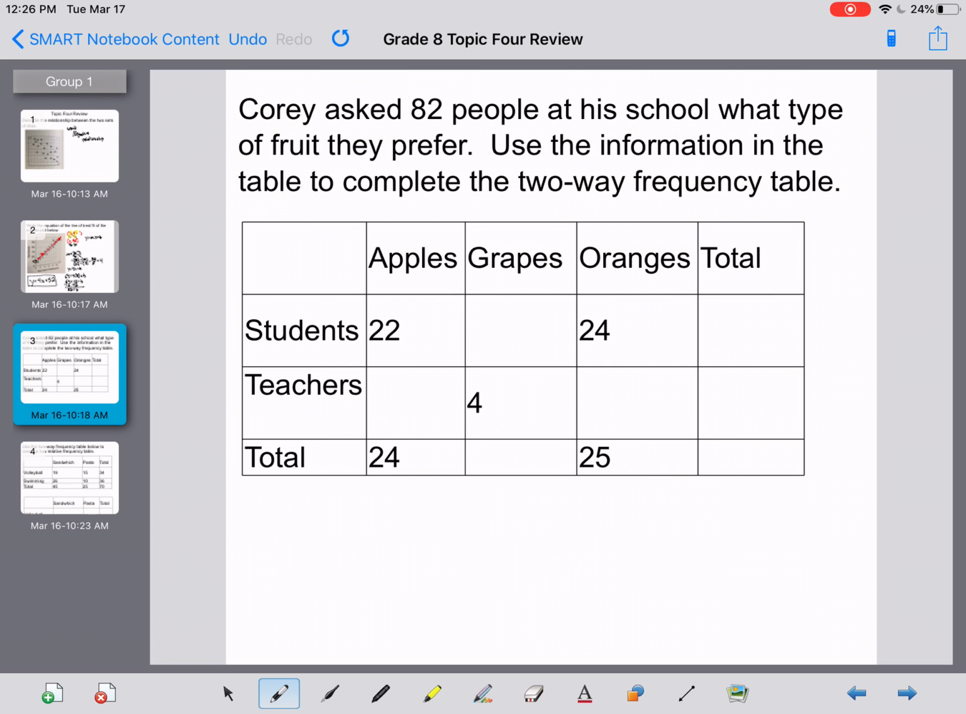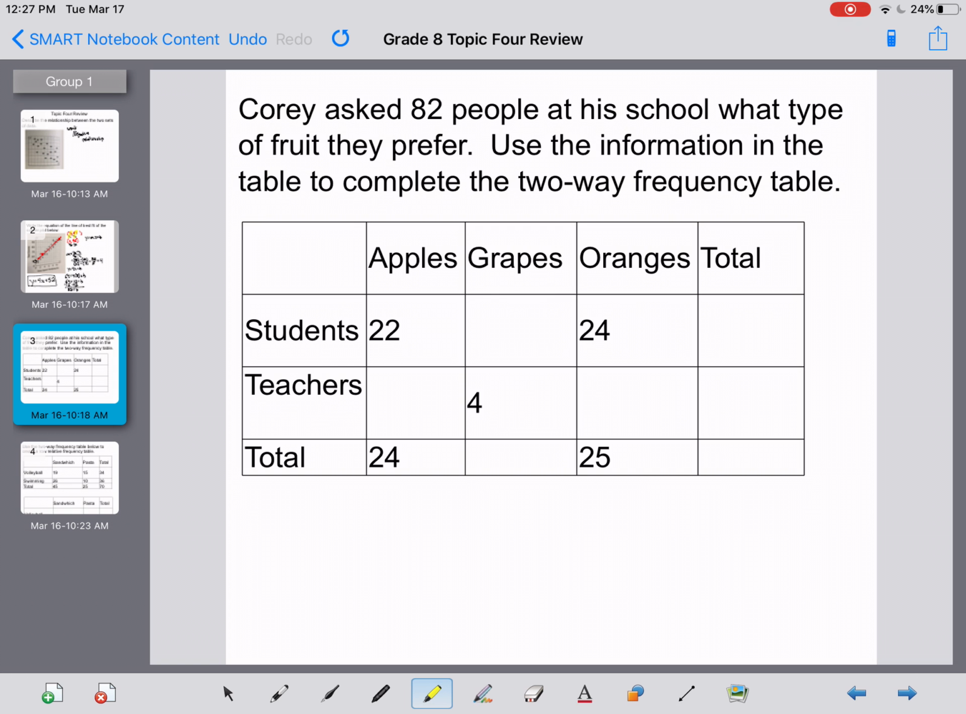Corey asked 82 people at his school what type of fruit they prefer. Use the information in the table to complete the two-way frequency table. Take a second to copy down the question and the table. So now, I need to fill in my missing information from my table.